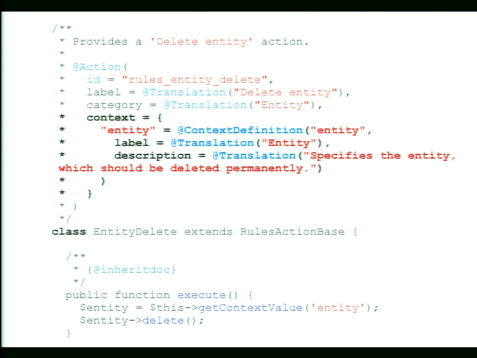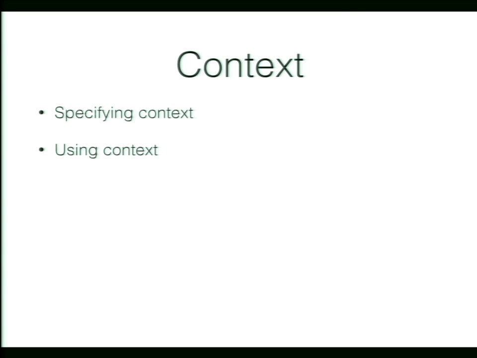expects. So in this case, the entity delete needs an entity which should be deleted. It's pretty easy. And we can see it down there. We can get the entity by this get context value, and the value just corresponds to the key up there. And yeah, in this case, it's of type entity, but this could be any type of data. So I could also get a parameter of type float, for example, and then it would just be the same. So that's the way we specify the context.